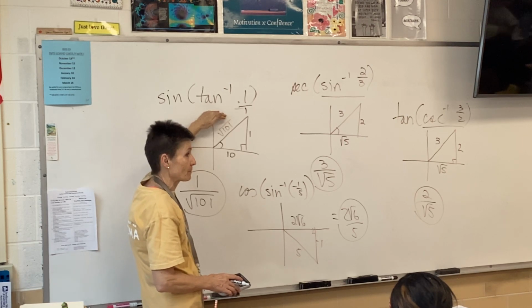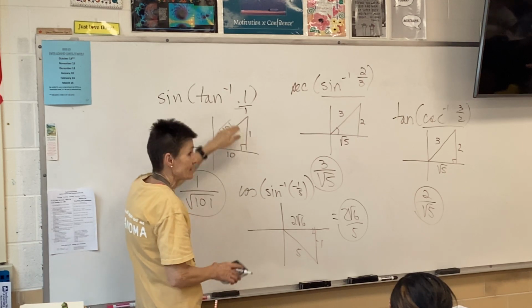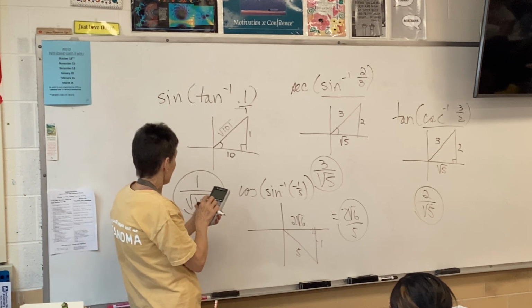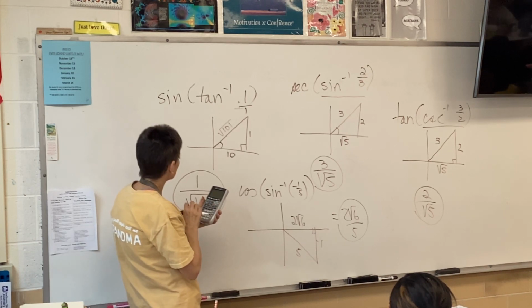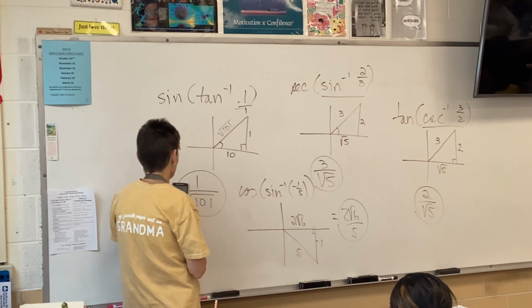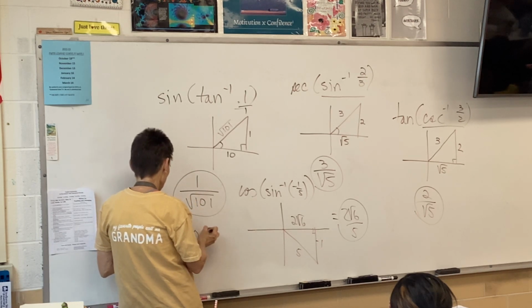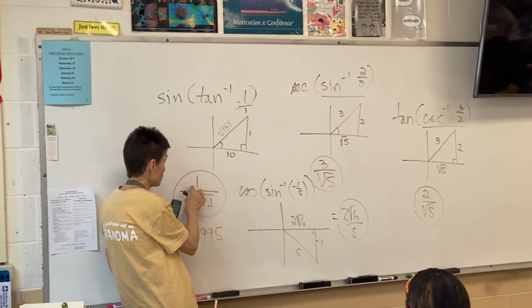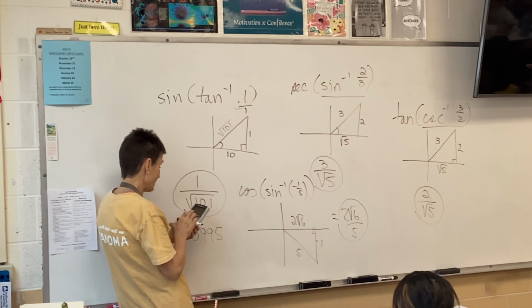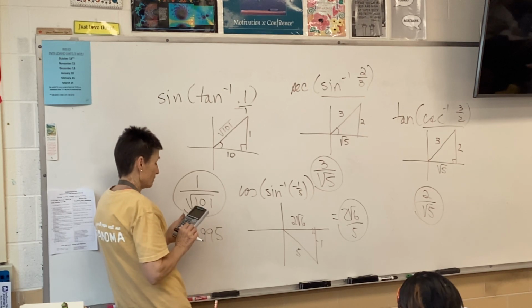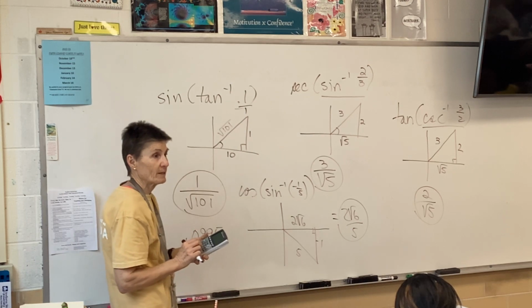Problem 1. That is so easy to type in. Sine, second tangent, 0.1. Now I got 0.0995. Did you? Now I'm going to check that. 1 divided by the square root of 101. Perfect.